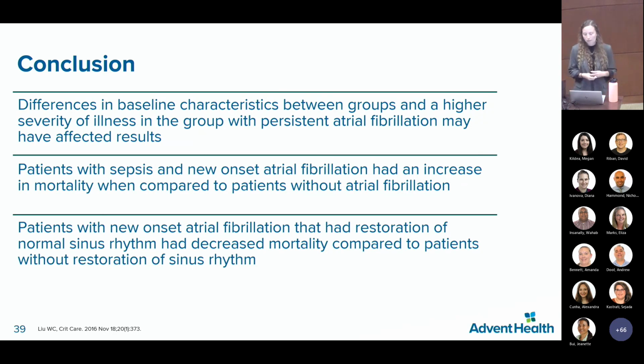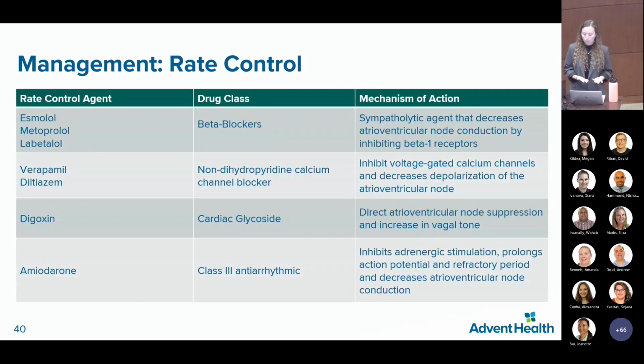So now that we have looked at some data comparing rate versus rhythm control, let's look at each individual strategy. We can start with rate control. Our most commonly used agents for rate control include beta blockers, non-dihydropyridine calcium channel blockers, amiodarone, and digoxin. These classes each affect the AV nodal conduction, resulting in a decrease in heart rate. There are various considerations for each agent that may help us determine what is the best agent for our patients.